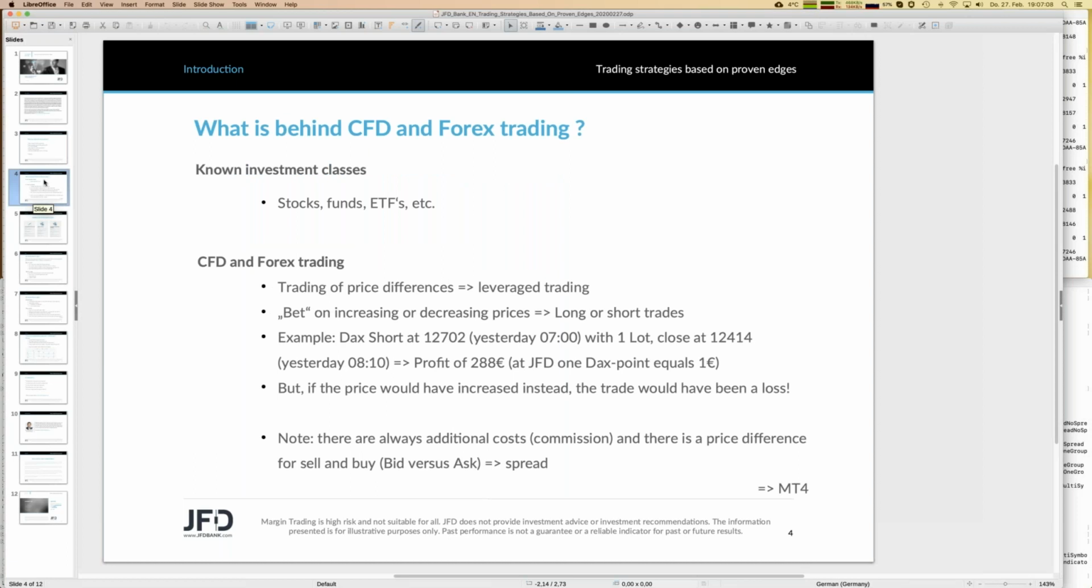When it comes to trading, especially here at JFD, we have to talk about CFD trading and Forex trading. It's not the only part you can do at JFD. You can trade stocks as well or cryptos. You can trade via CFDs once again. Okay. But what's really behind?